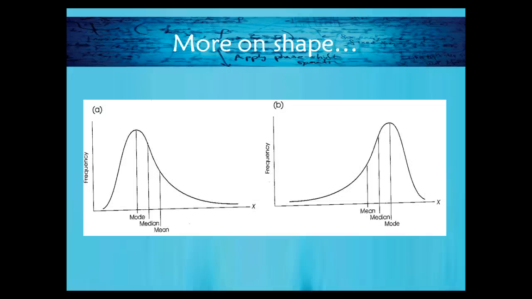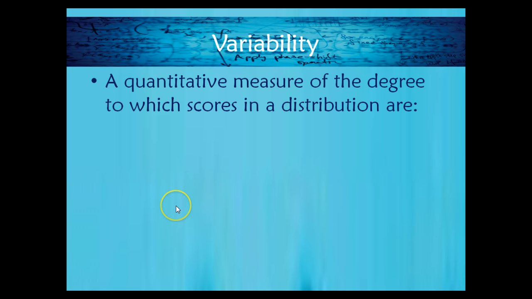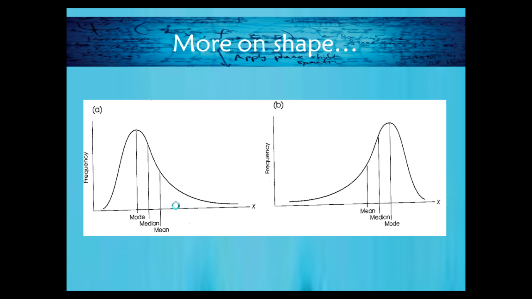More on shape, visually you can see that depending on the skew of the distribution, mean or mode might not be the best representation of central tendency. In these skewed distributions, A is positively skewed and B is negatively skewed. Median is a better representation of central tendency, because the mean is pulled by the outliers or the skewed nature of the distribution, while the mode isn't getting pulled at all.